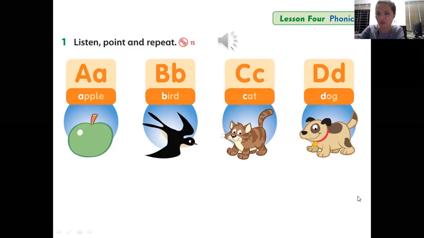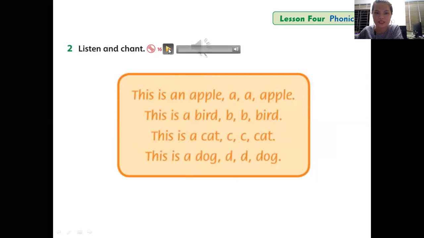Thì chúng ta sẽ luyện đọc thật là chính xác nhé. Rồi. Now listen and chant. Listening 16. Listen and chant. Giai điệu nhé. This is an apple. A, a, apple. This is a bird. B, b, bird. This is a cat. K, k, cat. This is a dog. D, d, dog.